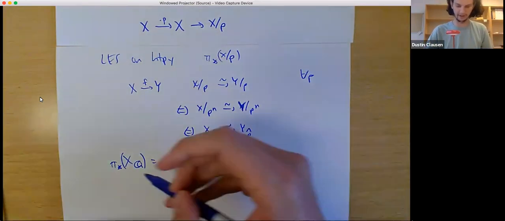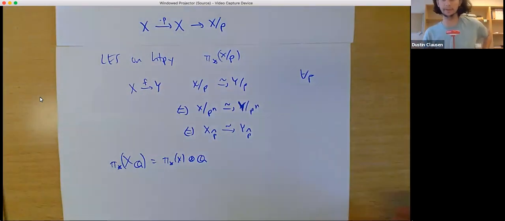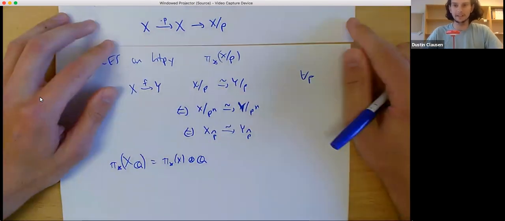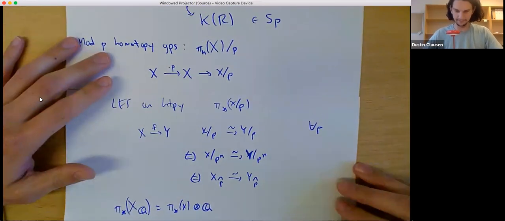So that kind of rational information is completely lost when you look at mod p homotopy. So that's the kind of thing we'll be leaving behind. Okay, so that was just a little preliminary on the kind of world we'll be inhabiting.